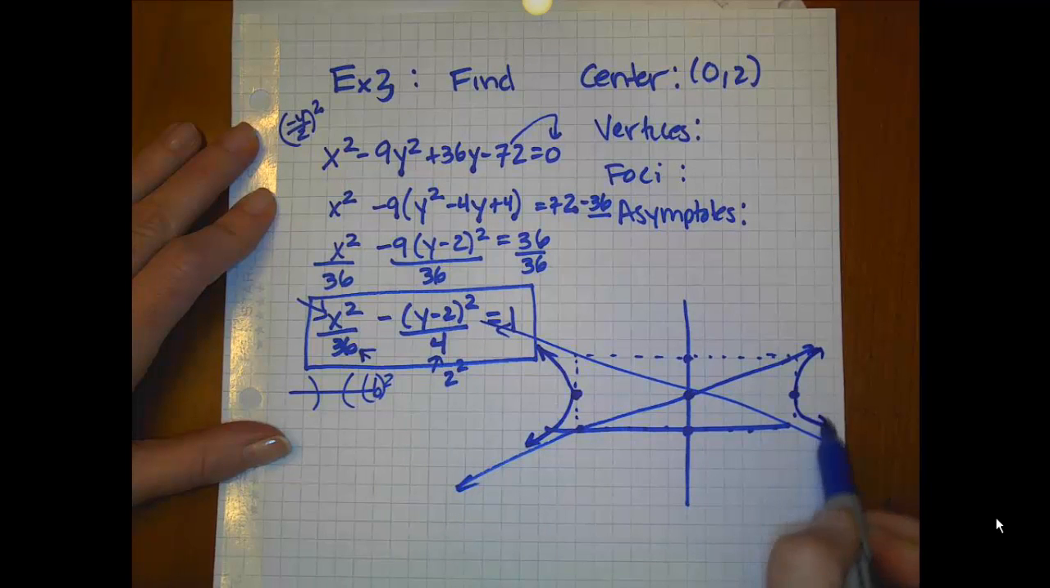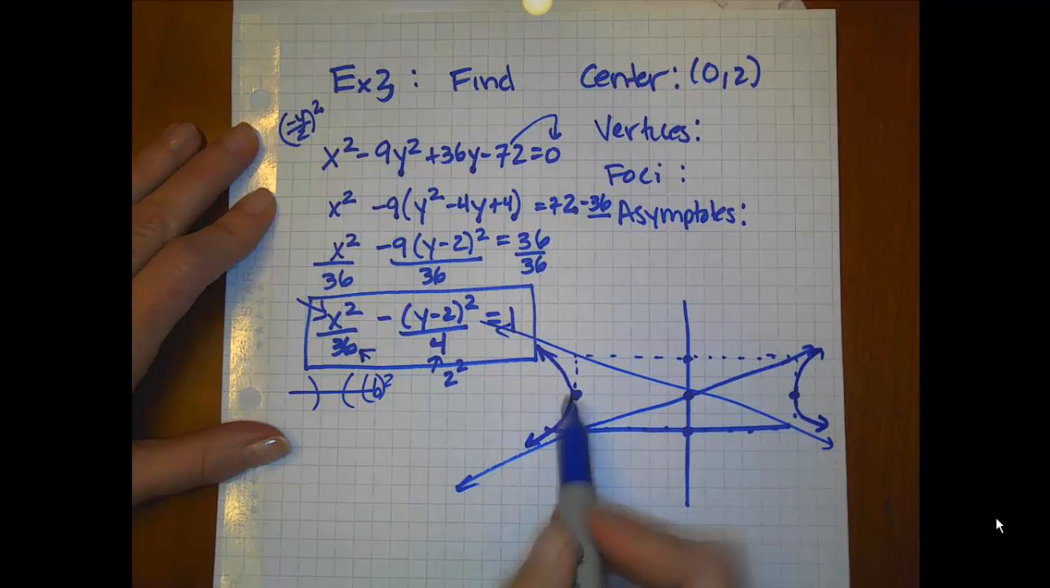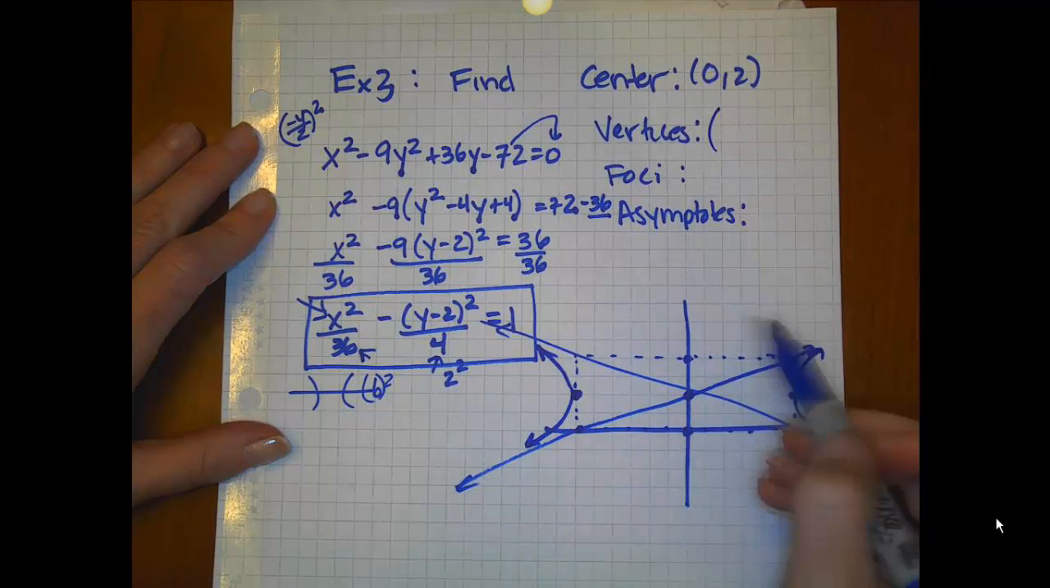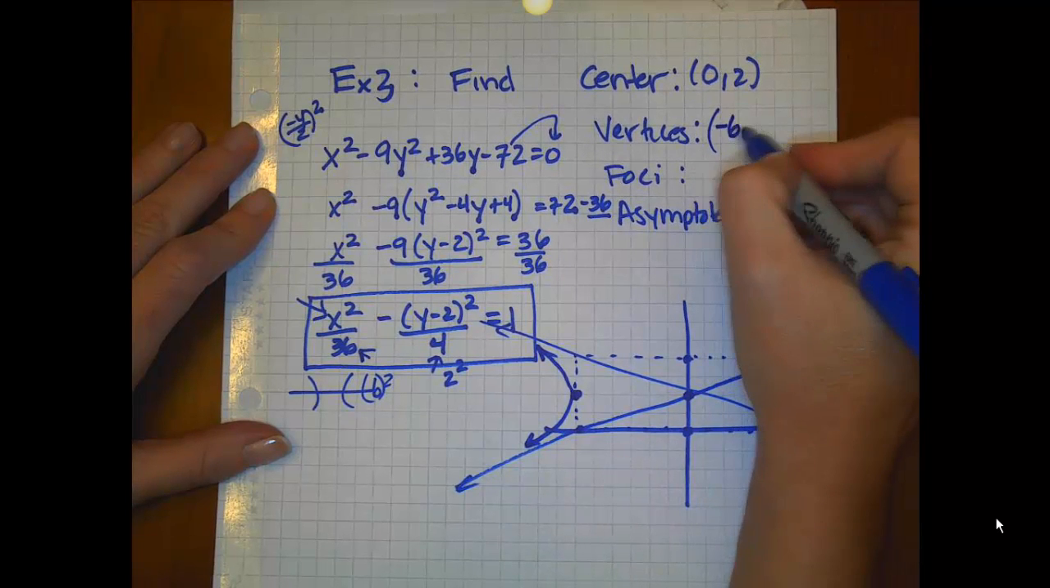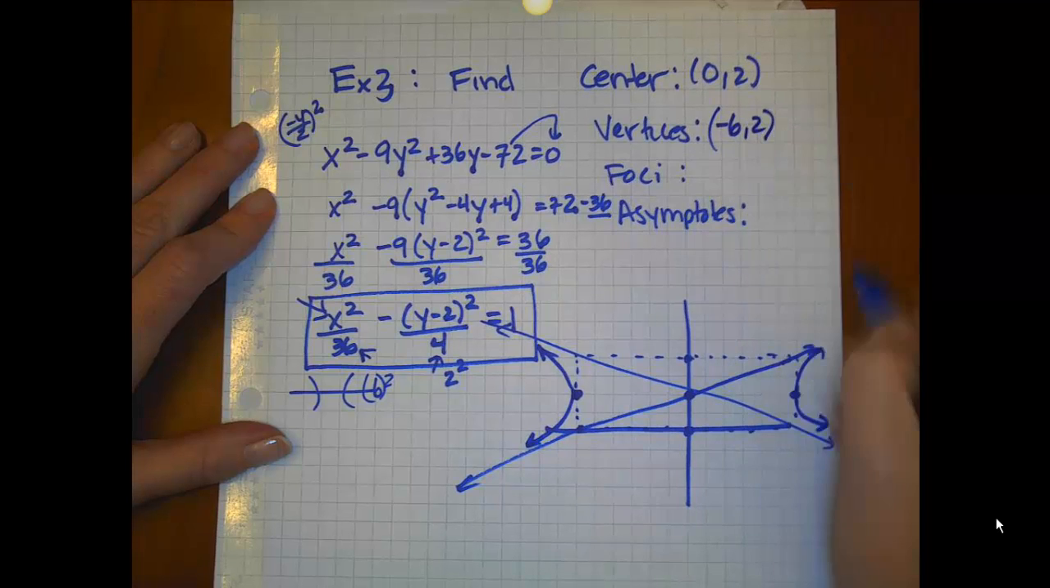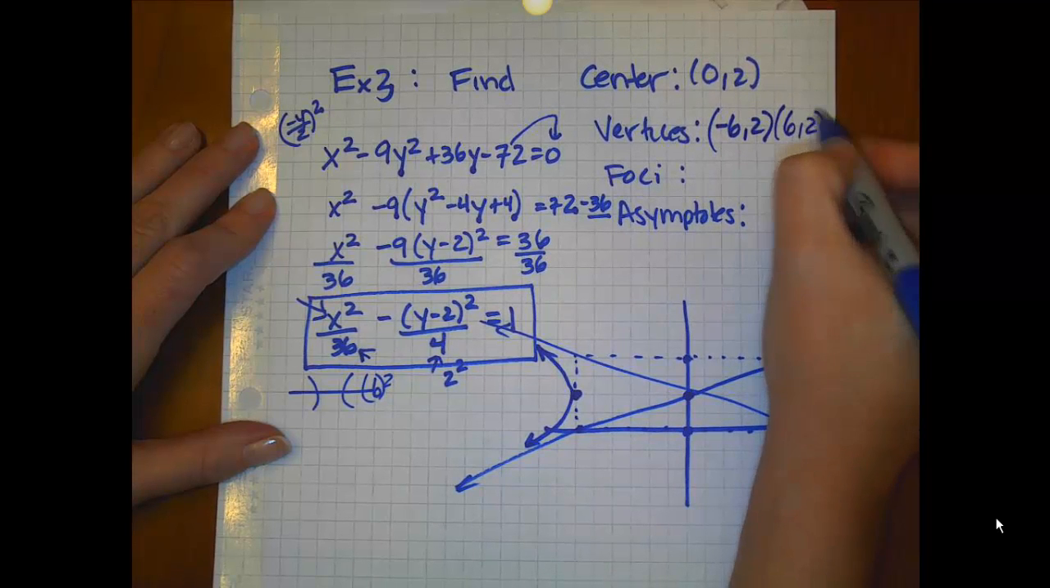There's my sketch. Okay, so my vertices, notice my vertices. My vertices are located at negative 6, 2 and at positive 6, 2.